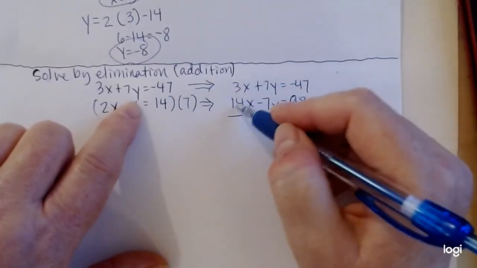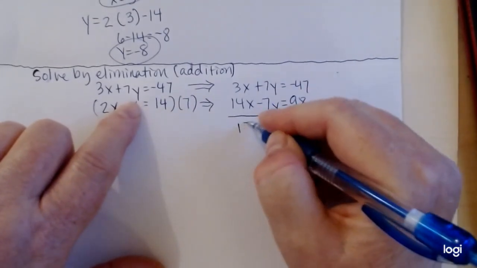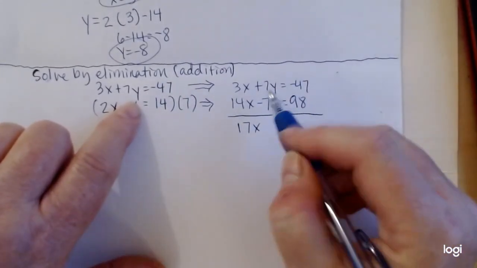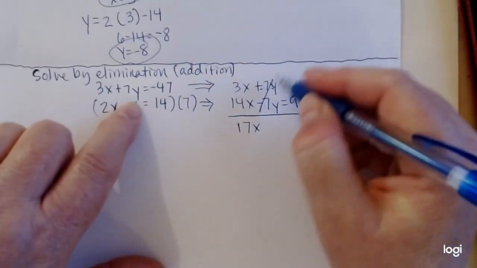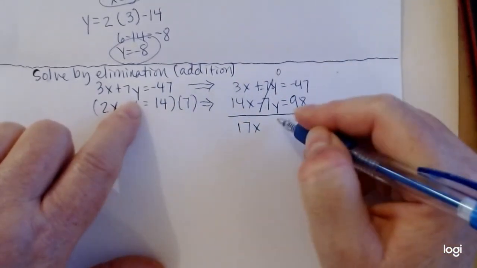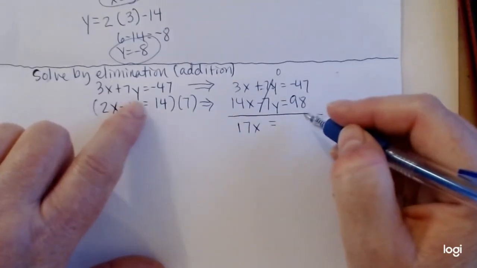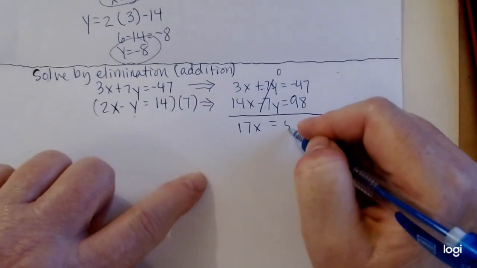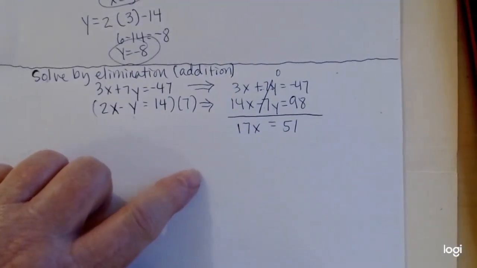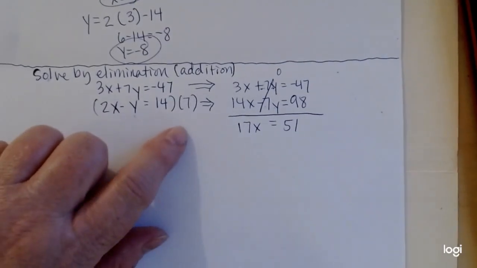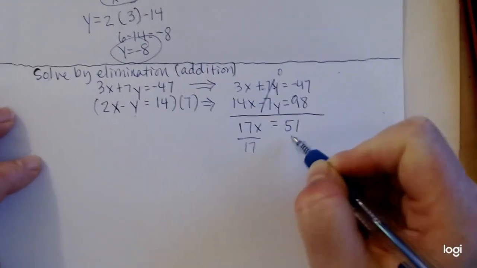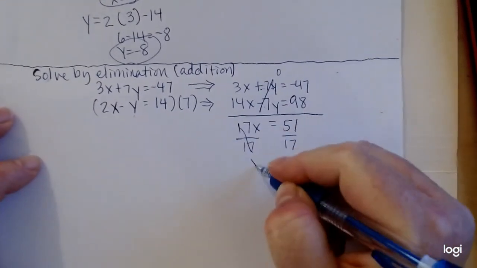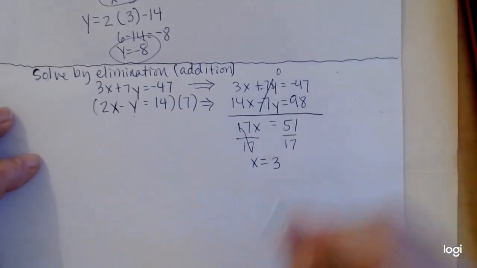So 3x and 14x makes 17x. This should look kind of familiar. 7y and negative 7y makes a 0, so that drops out. And negative 47 and 98 is, again, 51. We found that out previously. So again, this should look familiar because we're solving the same set of equations. And when we divide by 17, we find that x is, again, 3.